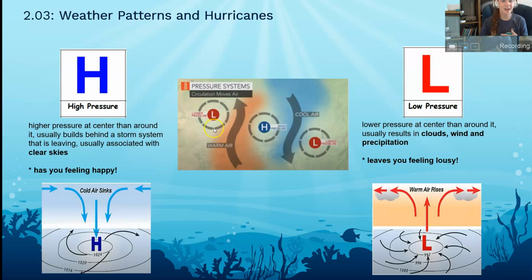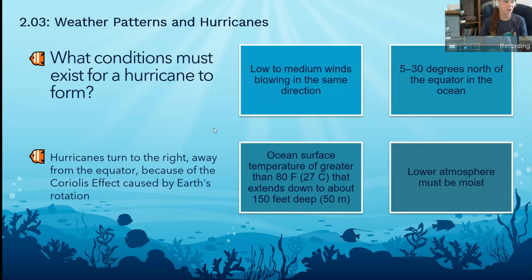Okay, so now we come to the more severe weather. We're talking about cyclones and hurricanes. Now, for a hurricane to form, the region around it must meet the following 4 criteria. Okay, there's 4 things in those little boxes on your screen. First, there needs to be low to medium winds, all blowing in the same direction. Not super fast winds, low to medium winds.